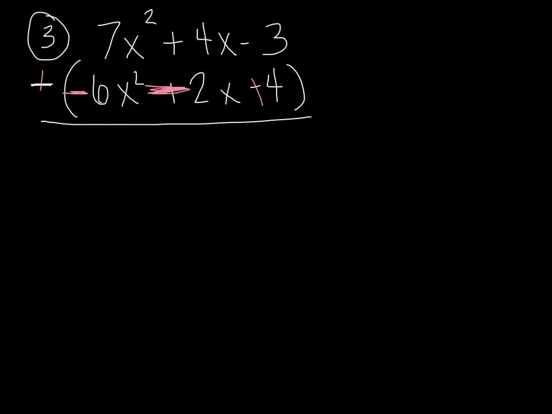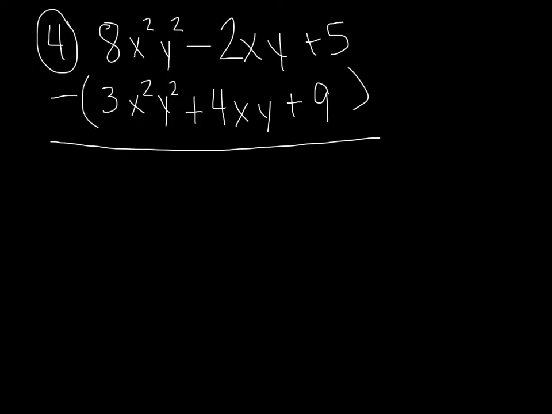So you have 7x to the second minus 6x to the second, which gives you 1x to the second. You have 4x minus the 2x, which gives you a positive 2x. And you have negative 3 plus 4, which gives you a positive 1. So it's the same thing, just written a little bit differently. Just distribute your negative and then combine like terms.